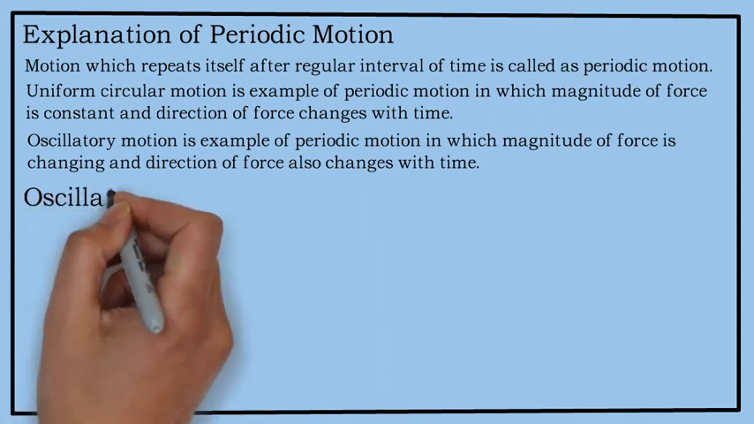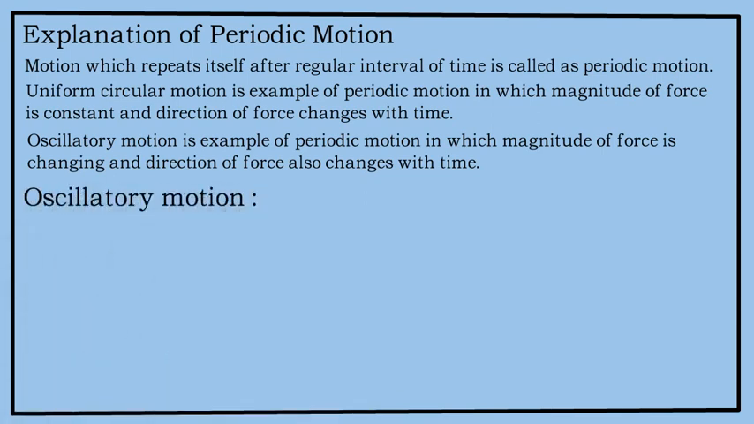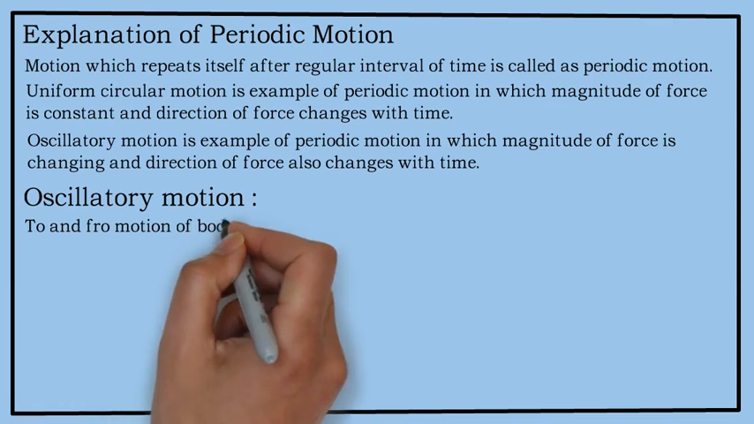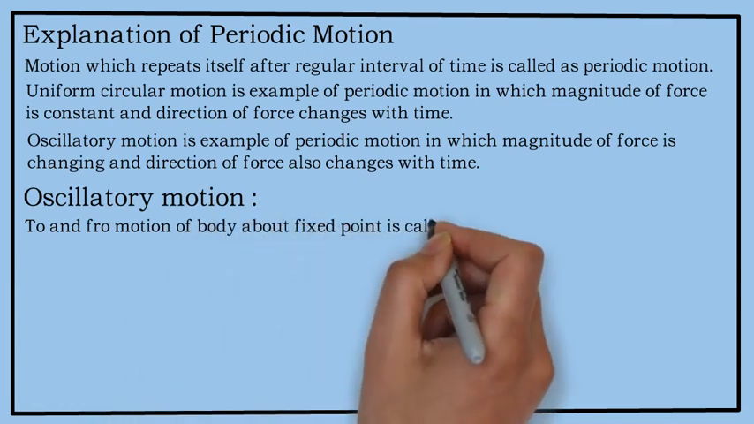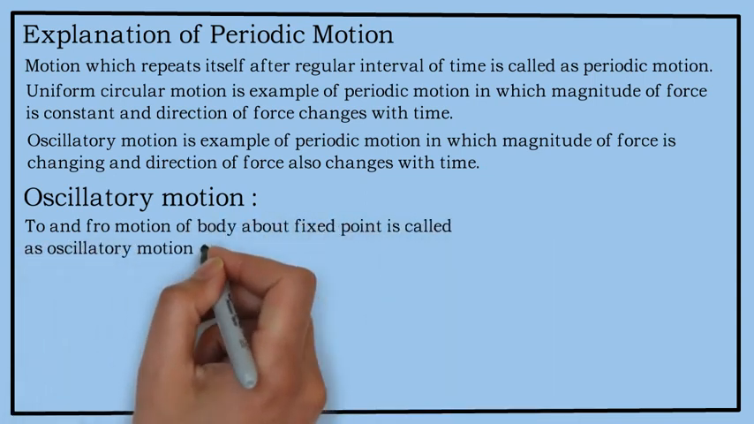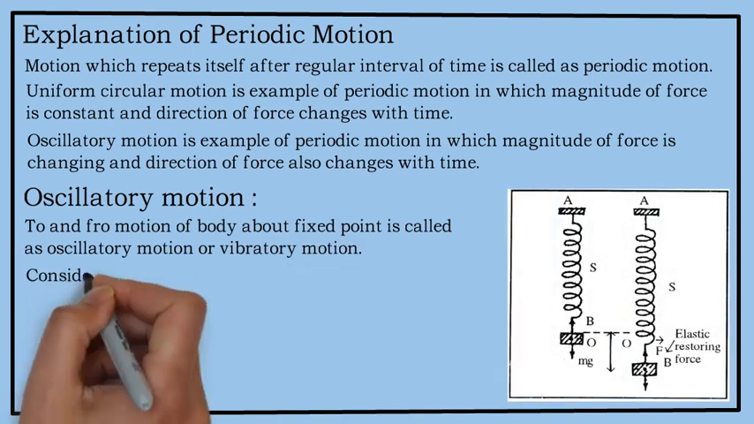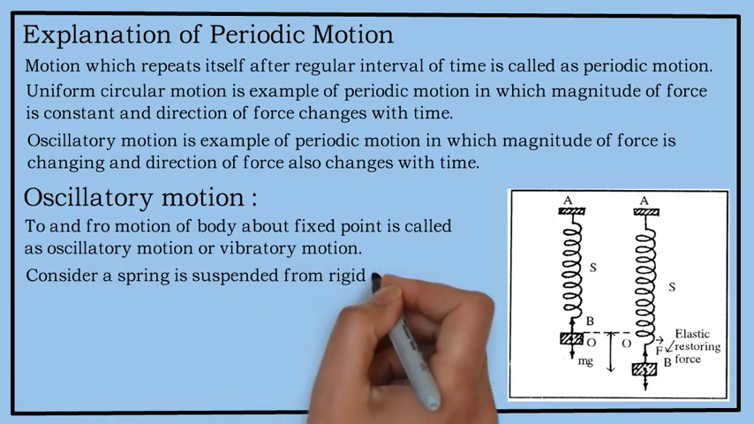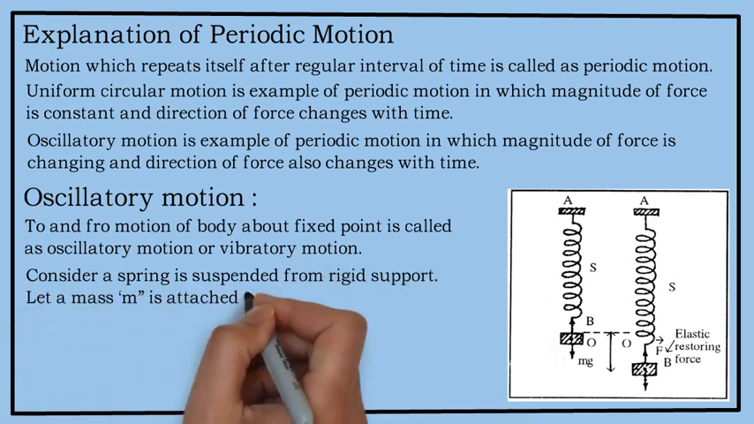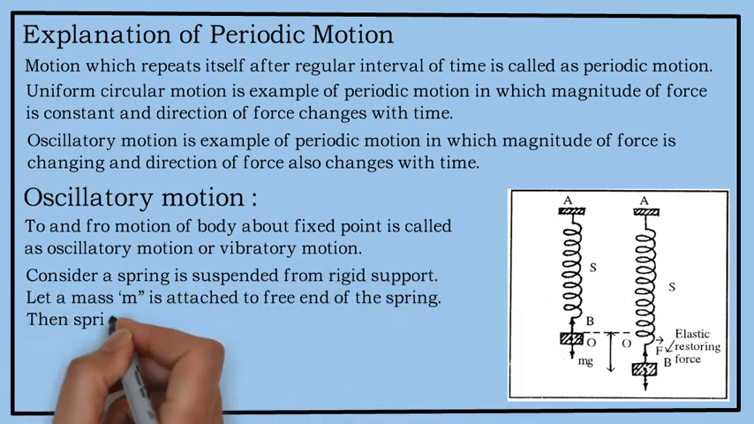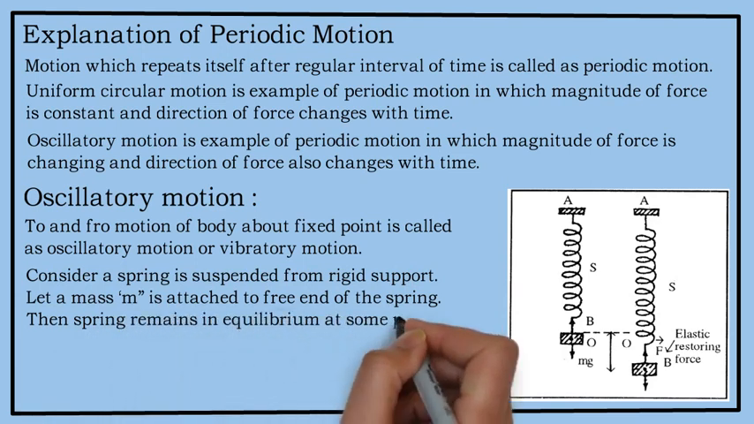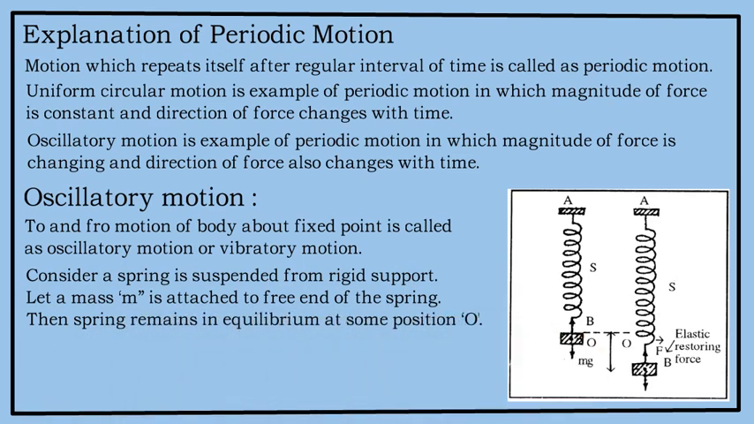Now let us see what is oscillatory motion. A to and fro periodic motion of a body about a fixed point is called oscillatory motion or vibratory motion. Consider a spring suspended from a rigid support. Let a mass m be attached to the free end of the spring. Then the spring remains in equilibrium at some position O, where the deforming force is equal to the restoring force. You can see the diagram which is shown here on the slide.